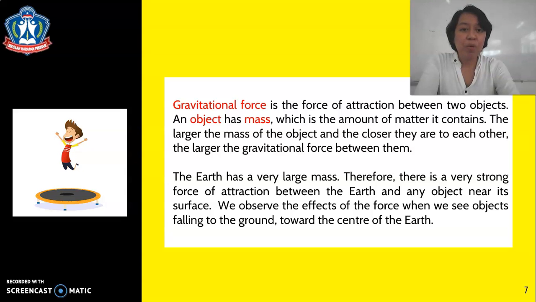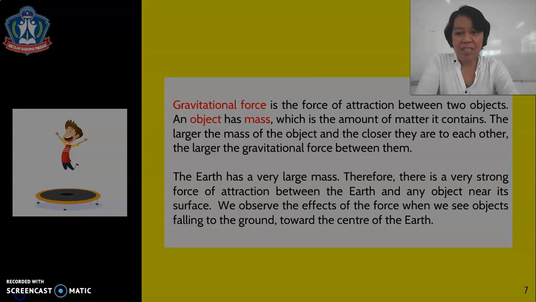Gravitational force is the force of attraction between two objects. An object has mass, which is the amount of matter it contains. The larger the mass of the object and the closer they are to each other, the larger the gravitational force between them. The Earth has a very large mass. Therefore, there is a very strong force of attraction between the Earth and any object near its surface. We observe the effects of the force when we see objects falling to the ground towards the center of the Earth. So when we jump, children, we fall to the ground. That means there is gravitational force acting on it.